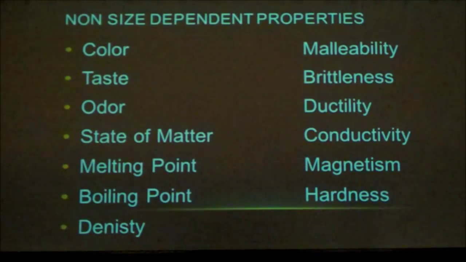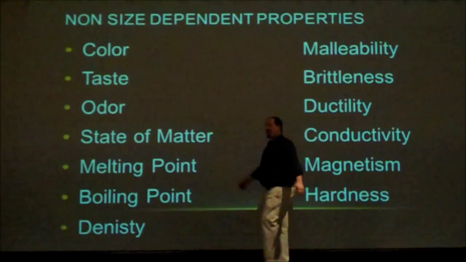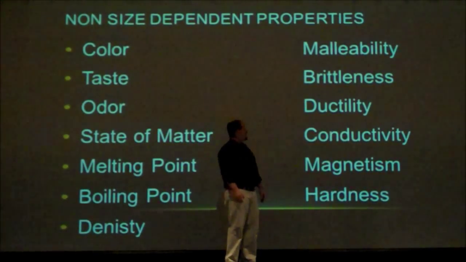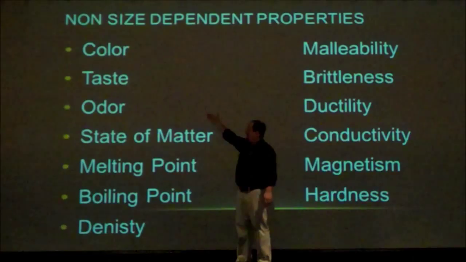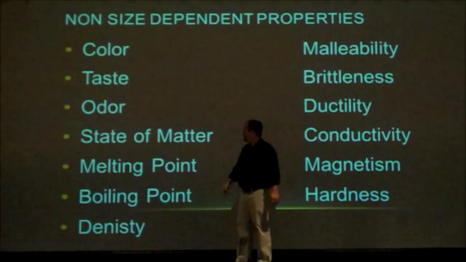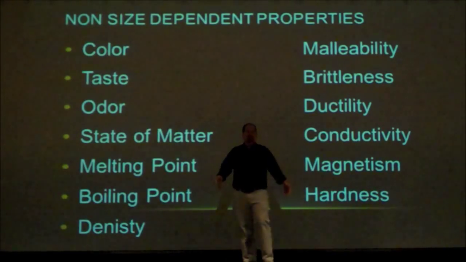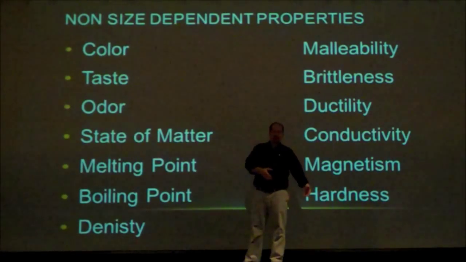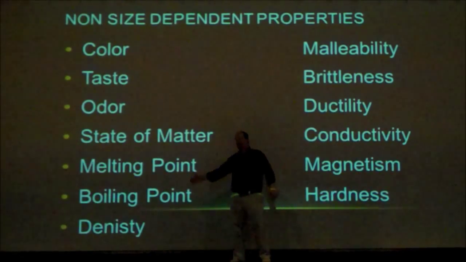All right, now here is a list of all of the non-size dependent features or properties of matter. Now, I might have missed a few. There are some that we're very familiar with, like color, taste, and odor. We've already talked about those. State of matter, whether it's a gas, a liquid, a solid, or a plasma. Changes of states of matter are a physical change. There's melting point, boiling point, and density.